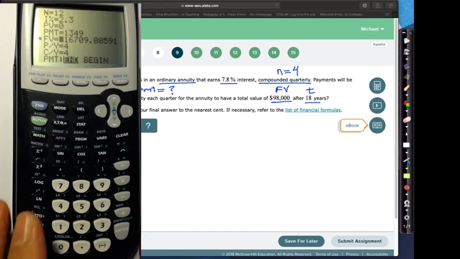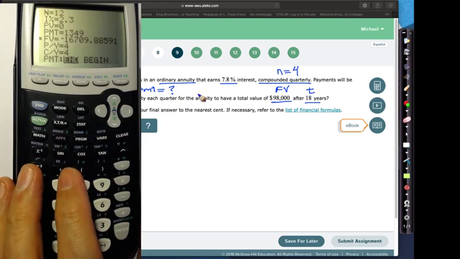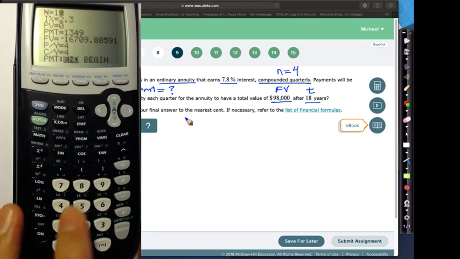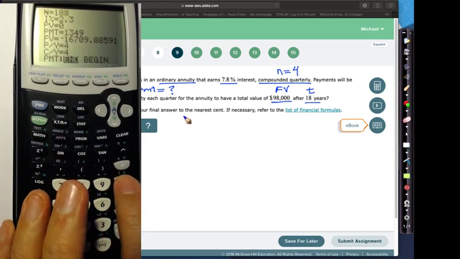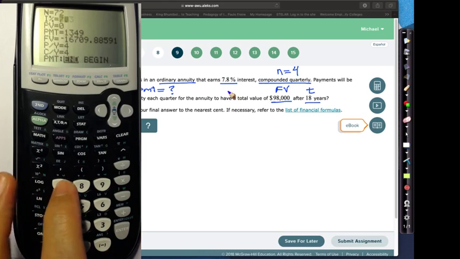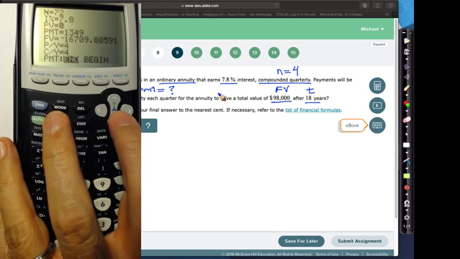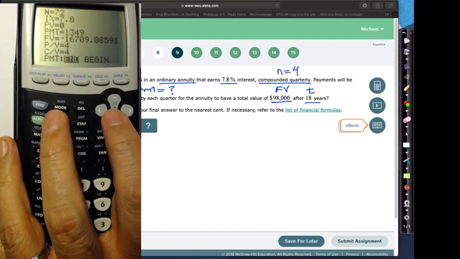So we come over, and we can do this in any order that we like. I'll start up here. We're going to go for 18 years, and since we're going quarterly, that's 18 times 4. Enter. Interest rate is 7.8, and no need to change it to a decimal. In fact, you better not, because it'll make it wrong. There is no initial principal. There's no present value. It's 0.